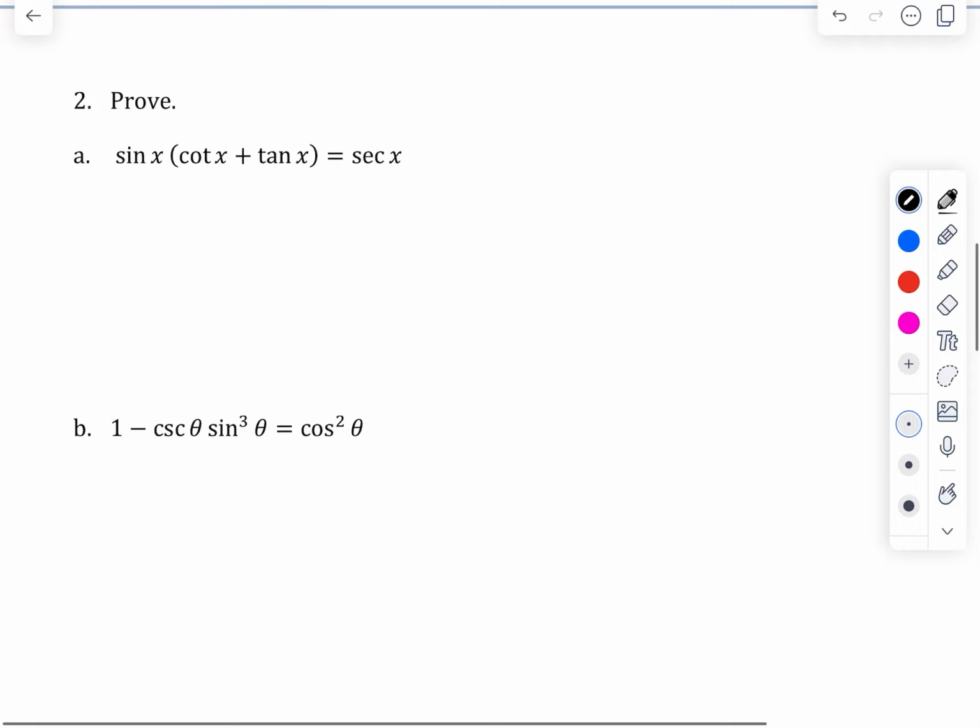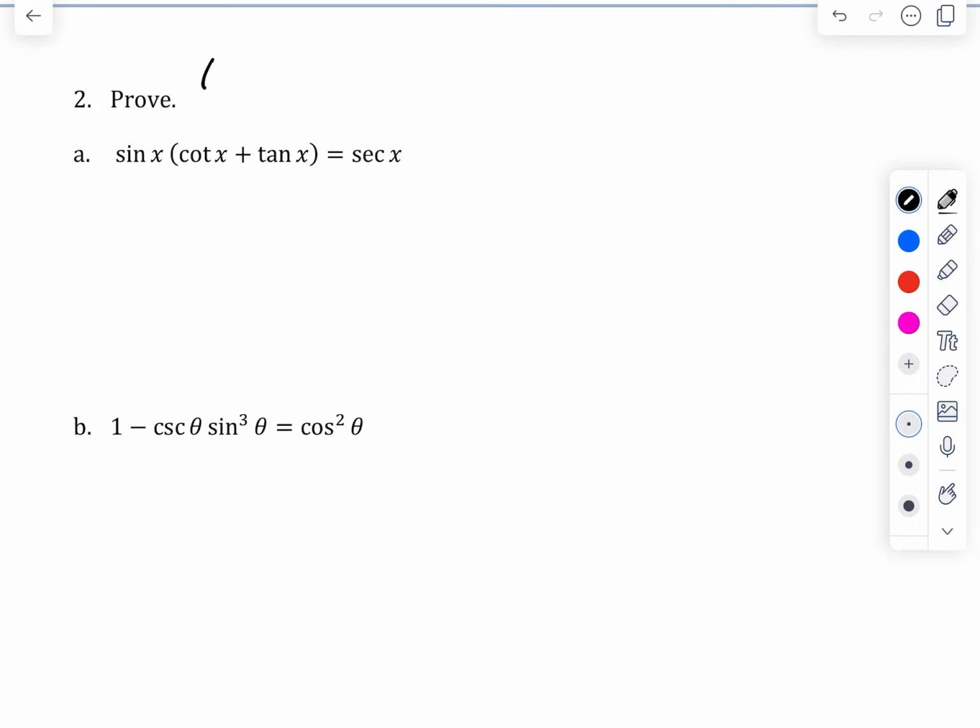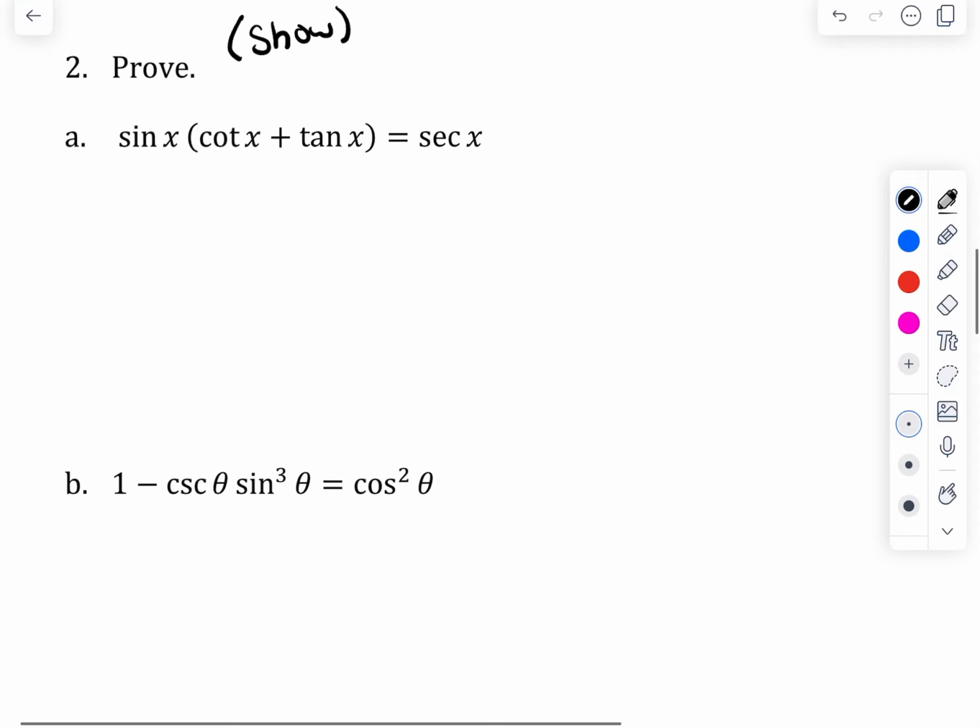The instruction of an identity normally is prove. A very common one also is show. So you'll prove the identity, show the identity, and so on. As you can see here, we don't just have an expression. We actually have an equation. So we have a left-hand side and a right-hand side. The first thing you're always going to determine when you do an identity is which side you're going to work with, because you can only work with one side. And once you have decided on that side, you cannot touch the other side.